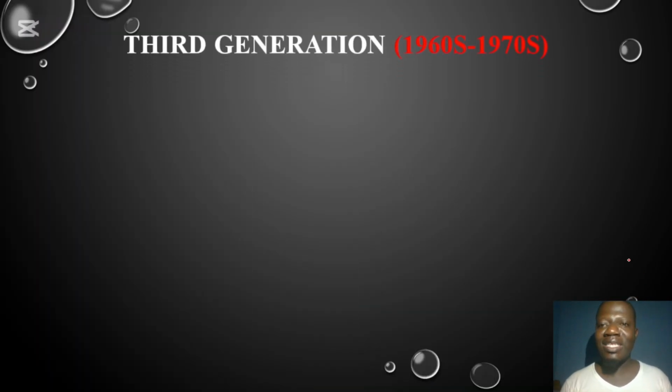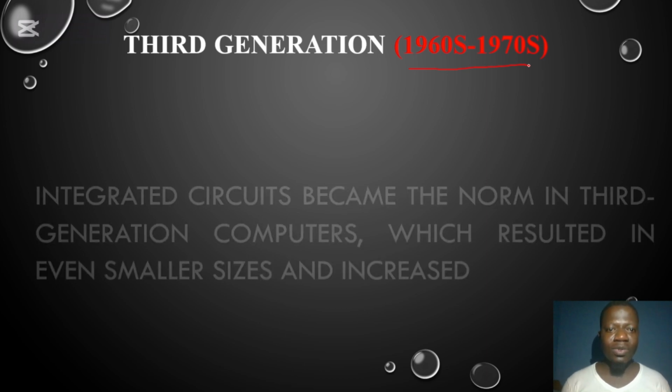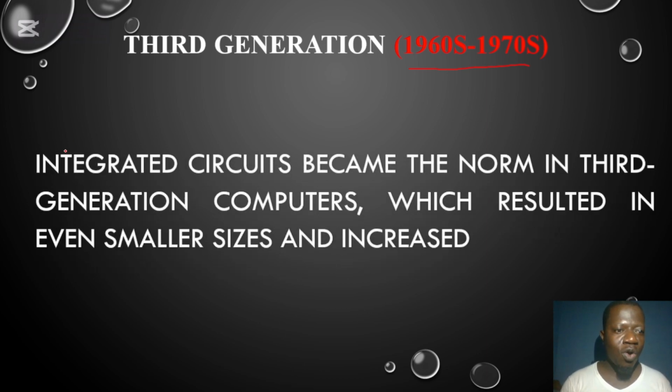Let's move on to today's lesson, which is the third generation of computers. So the third generation of computers was invented in 1960s to 1970s. Pay attention. Within the period of 1960s to 1970s, which technology was used? They make use of what we call the integrated circuit.